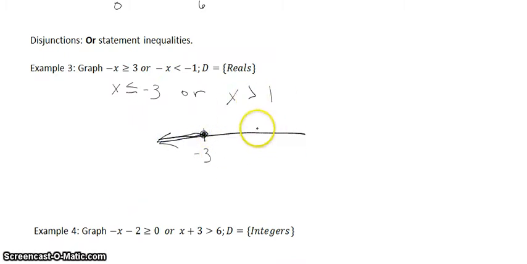And then at 1, x is greater than 1, so it's an open circle, shading to the right. And then you would be done. You don't have to do the two separate graphs.